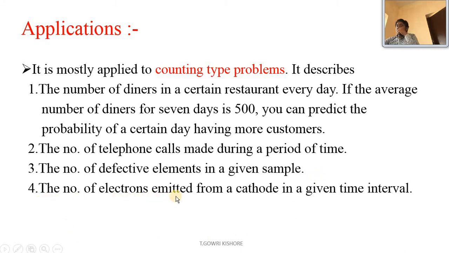Number 4, the number of electrons emitted from a cathode in a given time interval. So within the time interval, how many electrons have been emitted from the cathode is also a counting type of application.